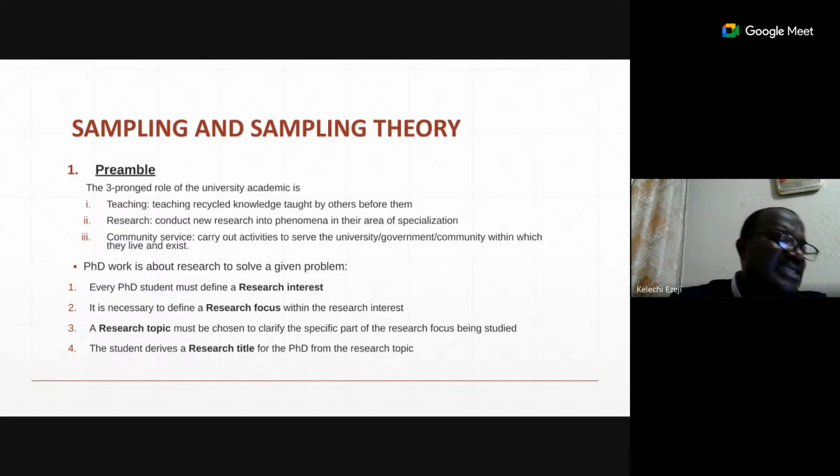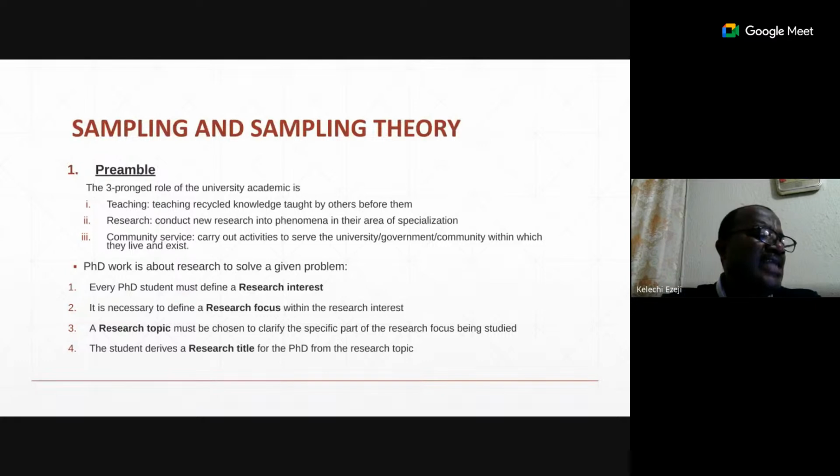maybe the human settlement studies, architectural education, history of architecture, conservation, all sorts, design. So those things stir up our interest, and as we develop, we also grow. So it is necessary to define a research interest, and from that interest, define a research focus. Like I said, I'm going to give you an example of what I mean by research interest and research focus. So it's important.